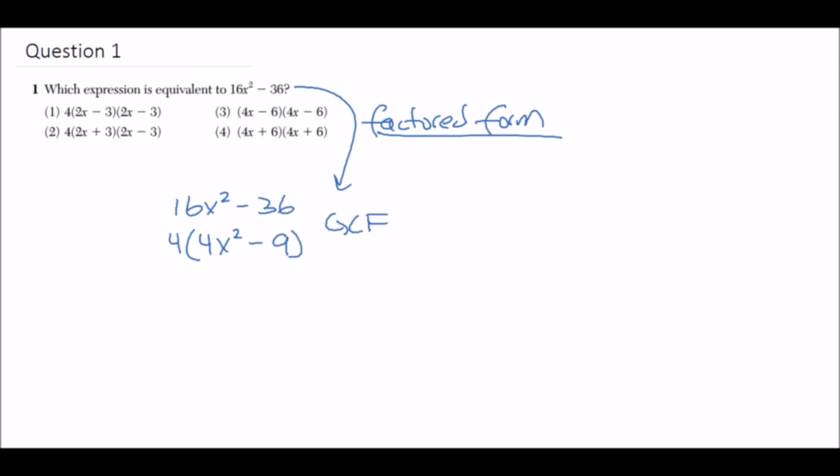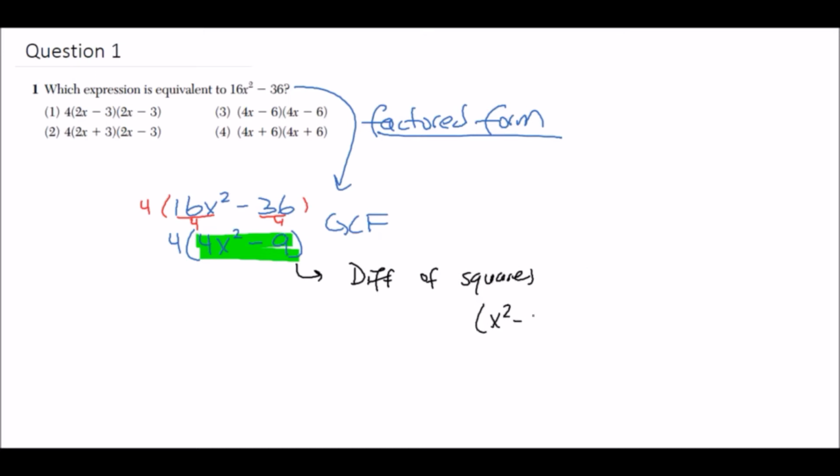Okay. And that's done by dividing each term by the greatest common factor and bringing it out here, thereby not changing the expression. So 16x squared divided by 4 is 4x squared. 36 divided by 4 is 9. So we have 4 times 4x squared minus 9. And now you should notice that this right here is a difference of perfect squares. It is a difference in that it is a subtraction. And both 4x squared and 9 are perfect squares.